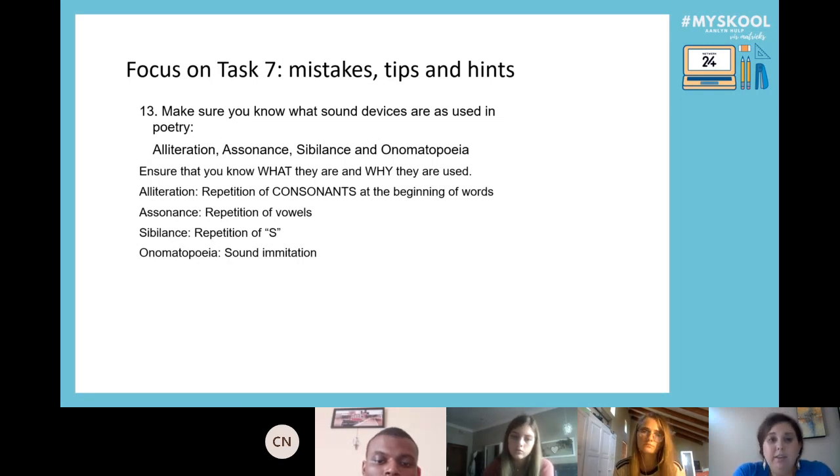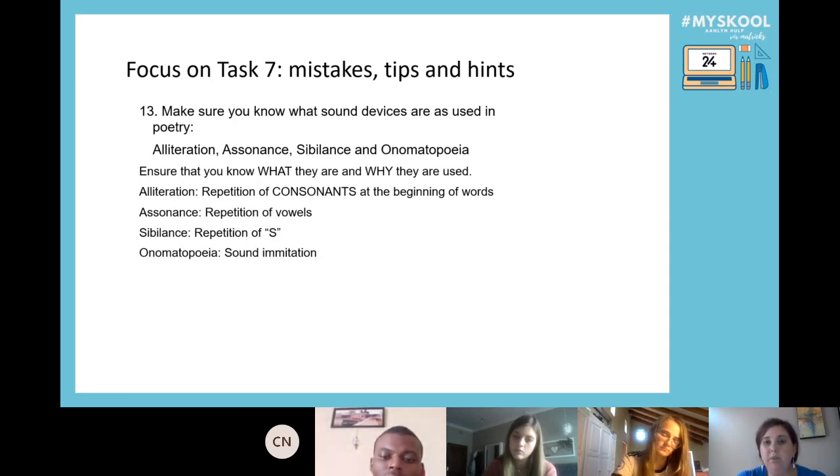Sibilance, Dube, can you explain for us what sibilance means? Ma'am, is that the repetition of the letter S? Yes, it's like in Midterm Break when we said whispers informed strangers. I was the eldest, away at school. And why would you repeat an S sound? To emphasize something. Yes, to emphasize something.